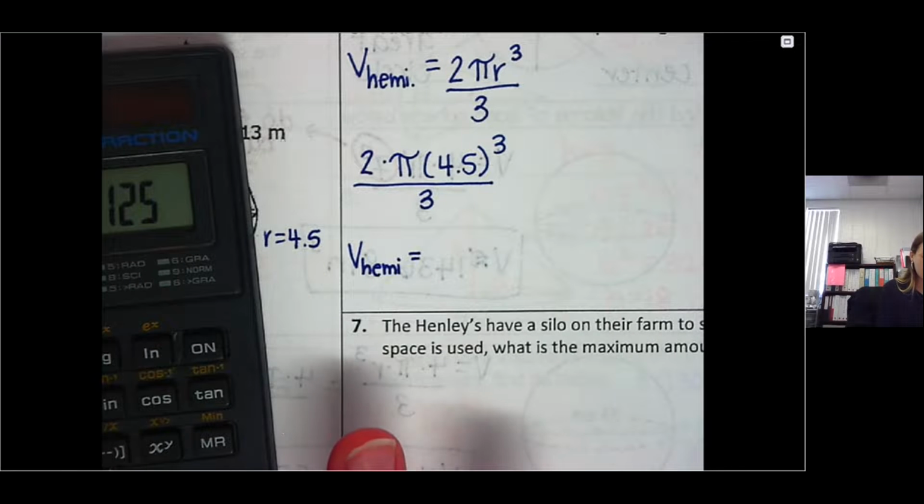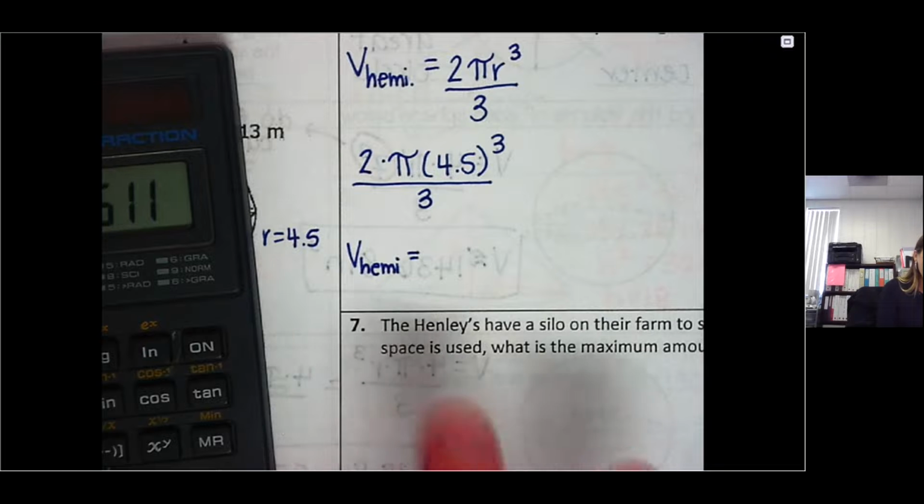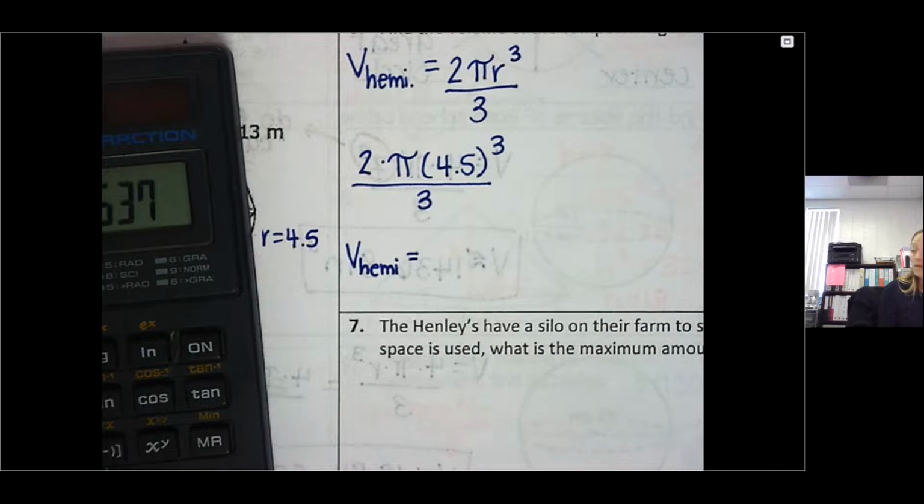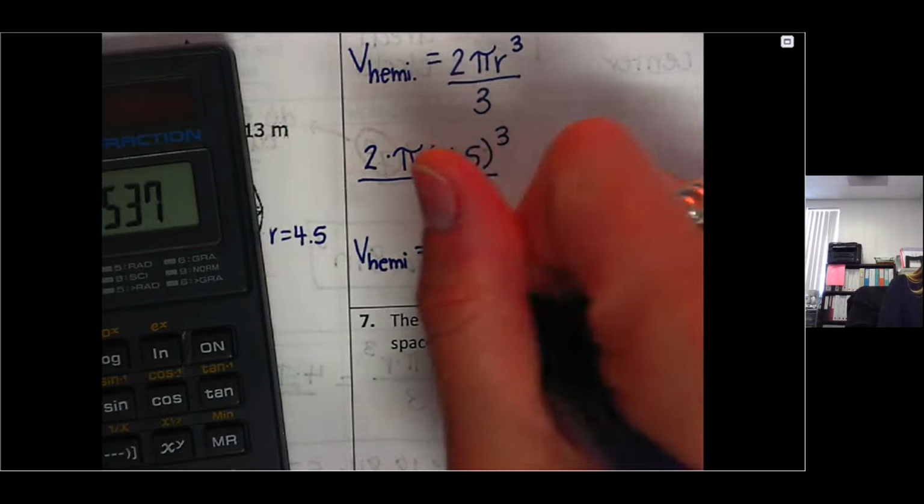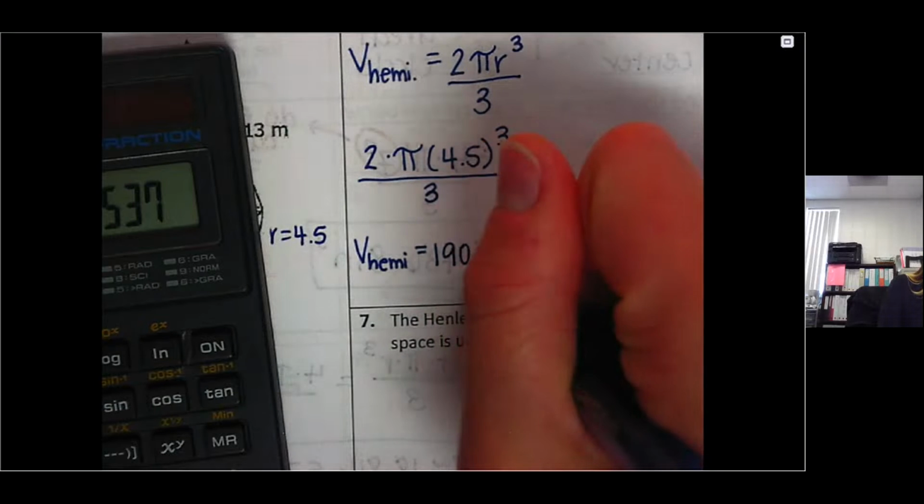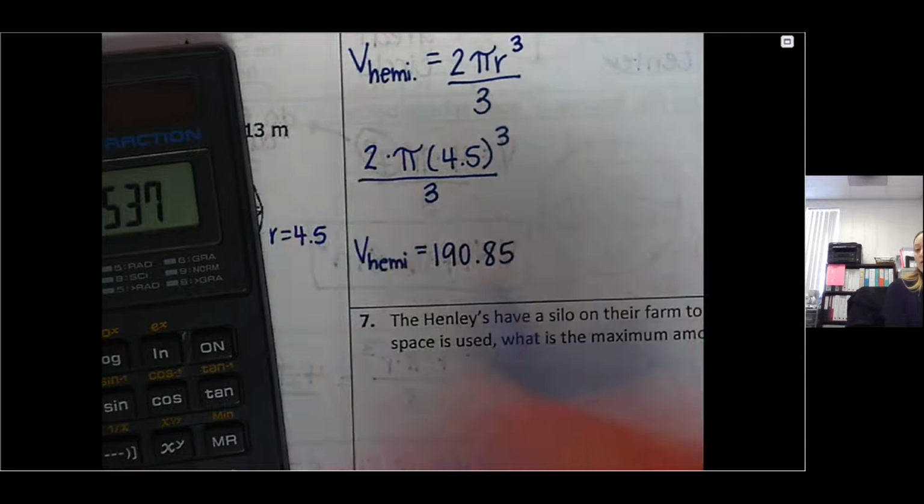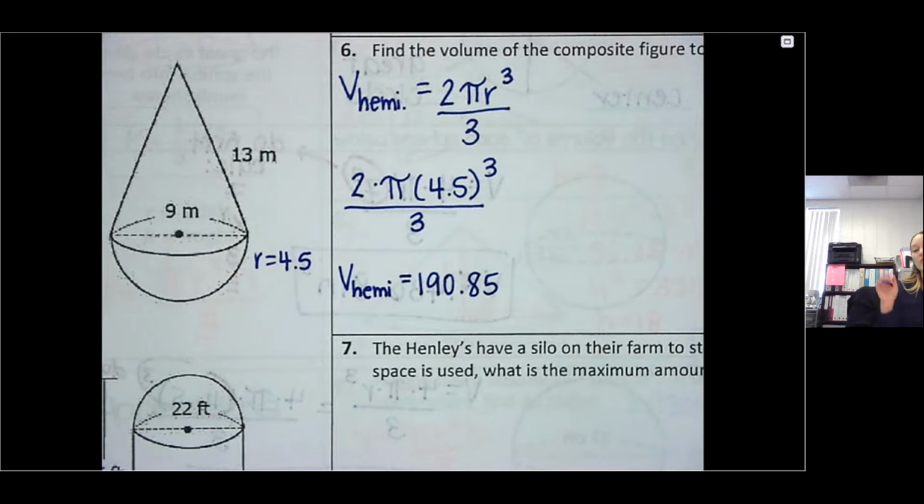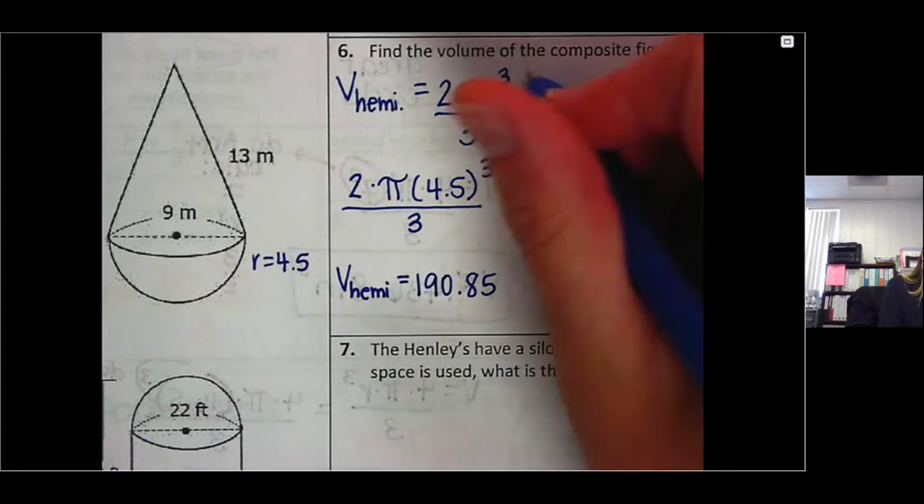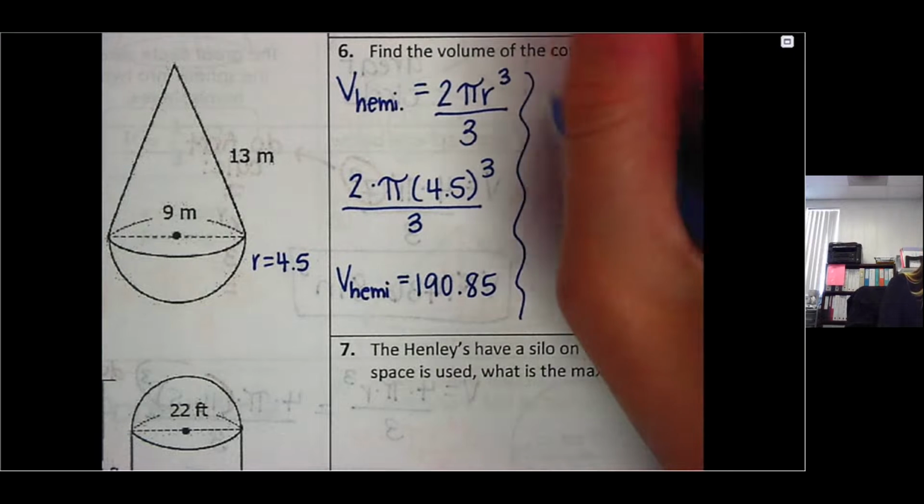Okay, what did you guys get? Divide by 3, yep. So I got 190.85. Obviously meters cubed, but I'm just going to leave that off for the moment. Are we okay there? All right, now, volume of a cone.